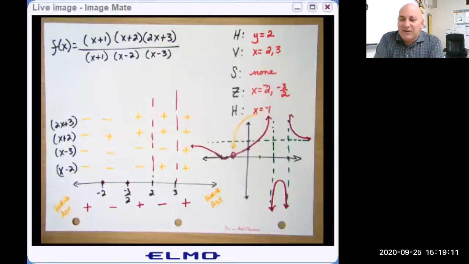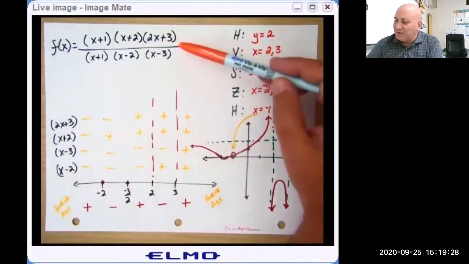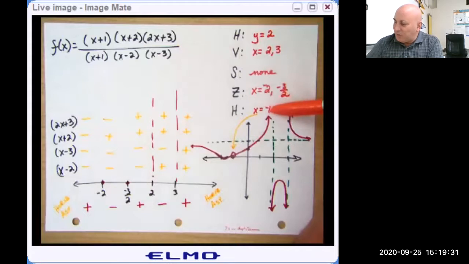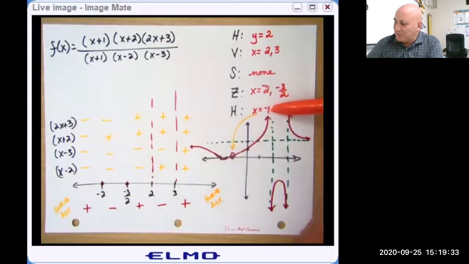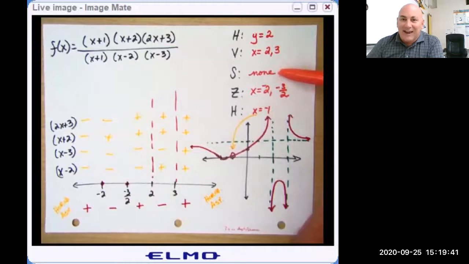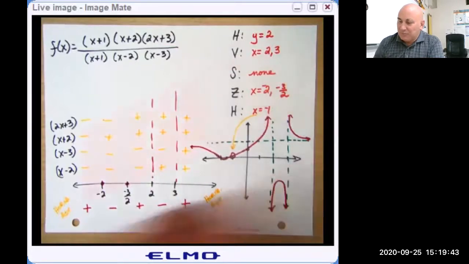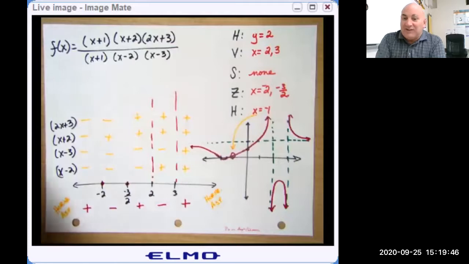Okay, while you're writing this down, did you try to figure out where this y equals 2 came from? Did you try to figure out where these two vertical asymptotes came from at x equals 2 and x equals 3 based on the graph? Did you figure out where this hole came from? Did you figure out where these zeros came from? Did you figure out why there is no slant asymptote? You should be able to do those things now.